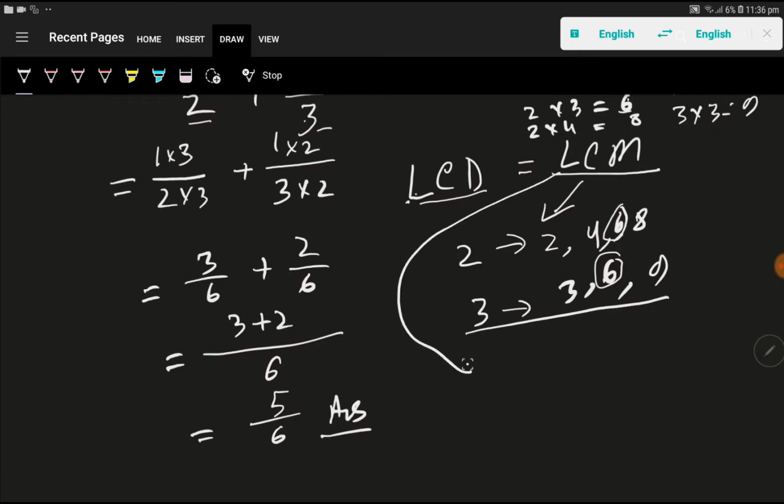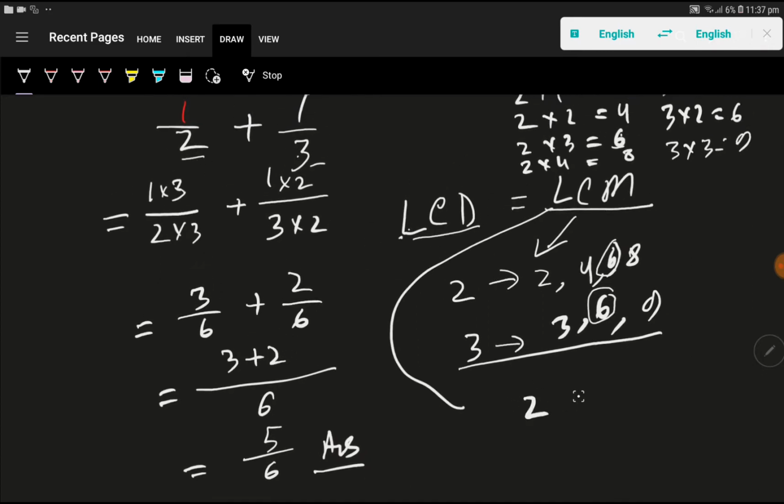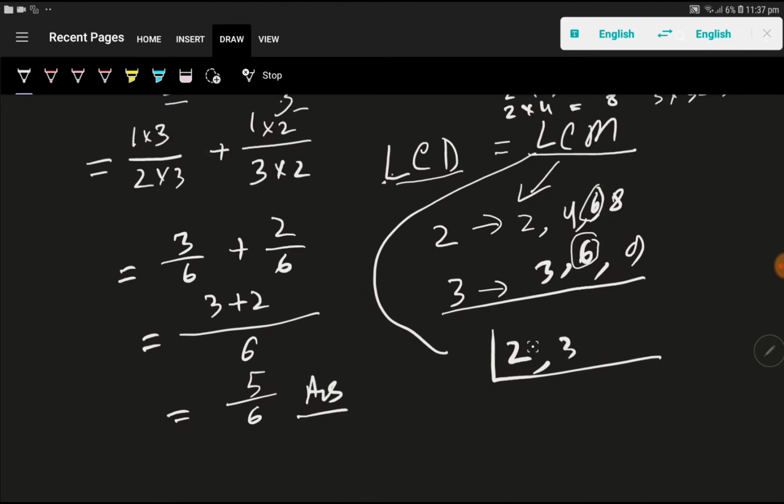Look, LCM. Here we have 2 and 3, right? We can apply the ladder method to find the LCM. So 2 3, and we have to take a factor that divides at least 2 numbers. So here is 1, so 2 3. Now we have to multiply this, 1 times 2 times 3, that is 6. That is, 6 is the least common denominator or LCM.